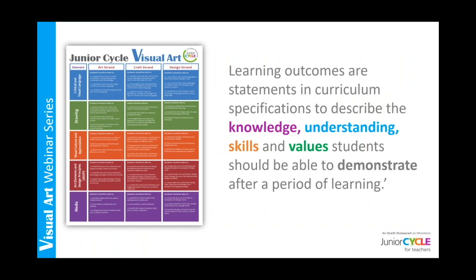Remember, learning outcomes are statements in curriculum specifications to describe the knowledge, understanding, skills, and values students should be able to demonstrate after a period of learning. The 3 strands for visual art are art, craft, and design, and are highlighted across the top of the poster. And along the side, you can see the 5 elements that we looked at in our previous webinar. All of the learning outcomes are grouped by both the strand and the element.